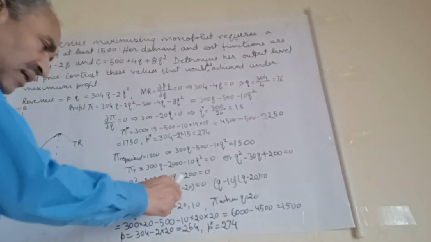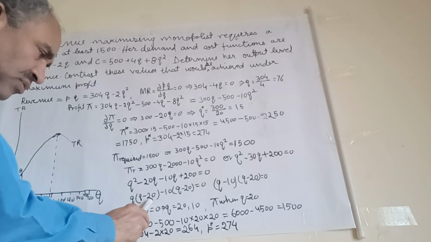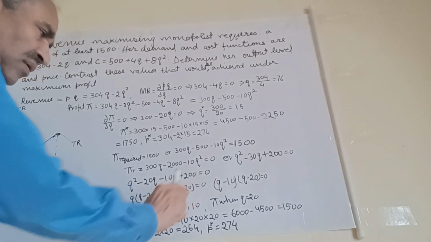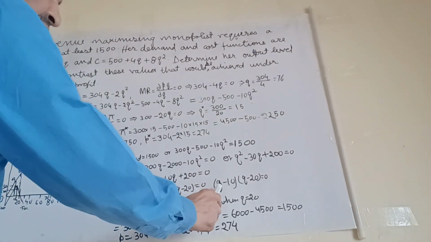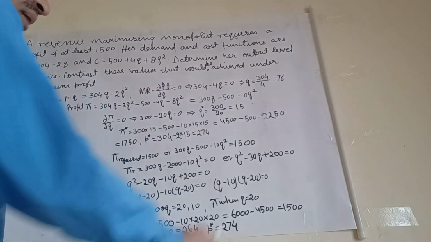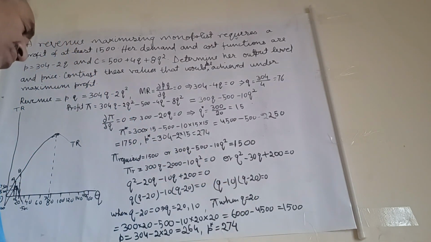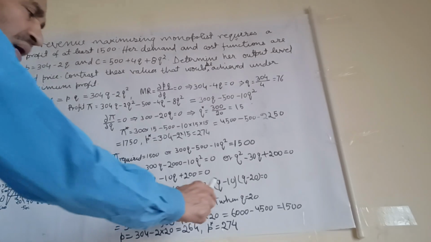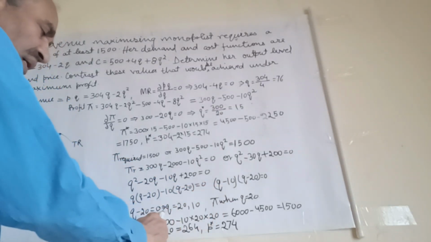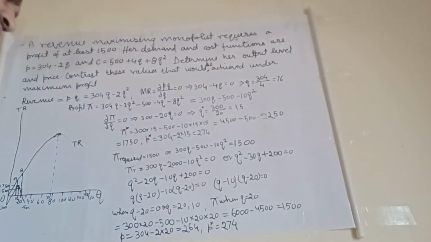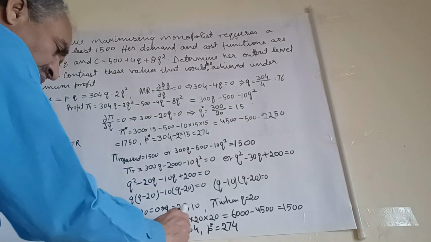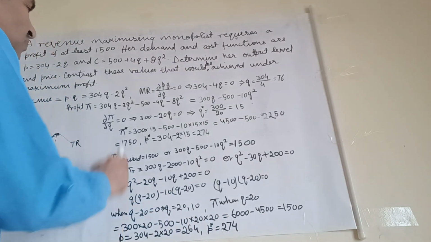After this, I get Q times Q minus 20 minus 10 times Q minus 20 is equal to 0. So that gives me Q minus 10 times Q minus 20 is equal to 0. So when Q minus 20 is equal to 0, we get Q is equal to 20. And when Q minus 10 is equal to 0, then we get Q is equal to 10. So when Q is equal to 10 and 20, profit is 1500.